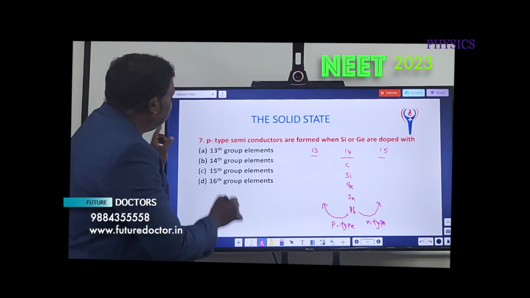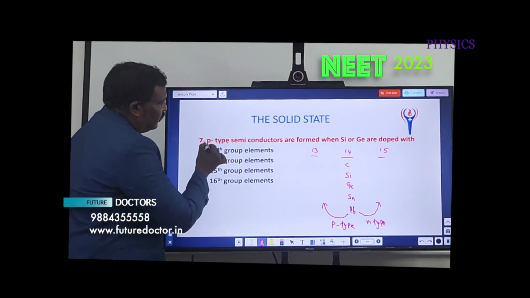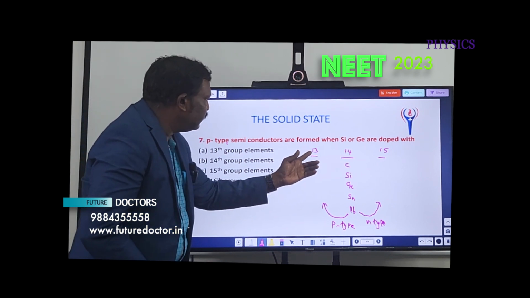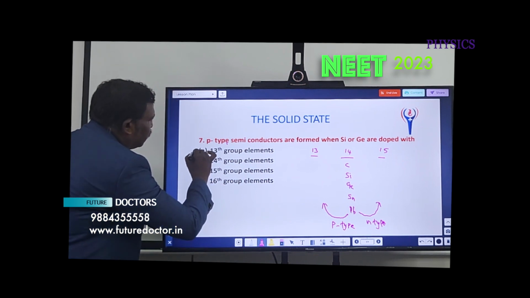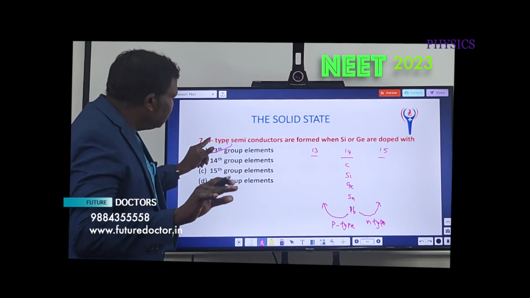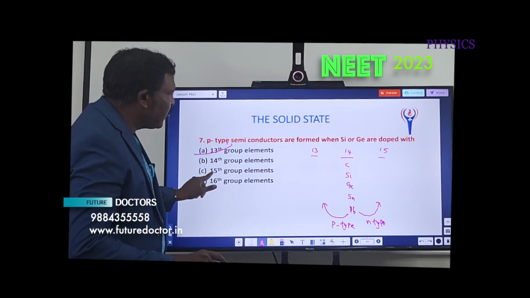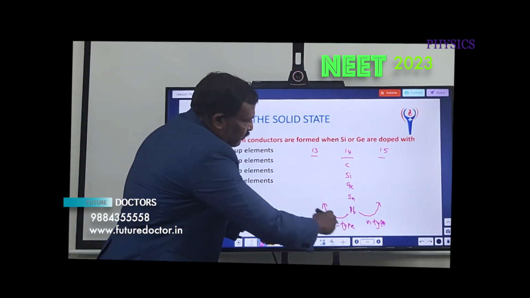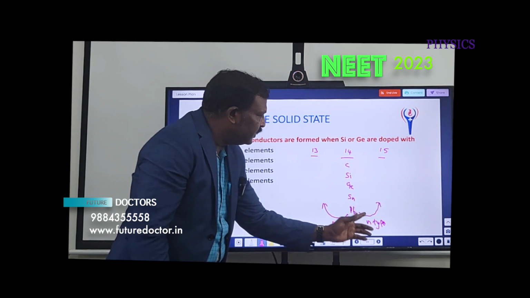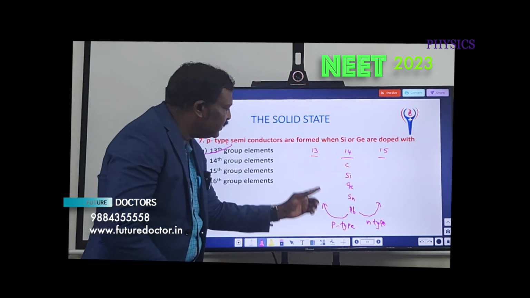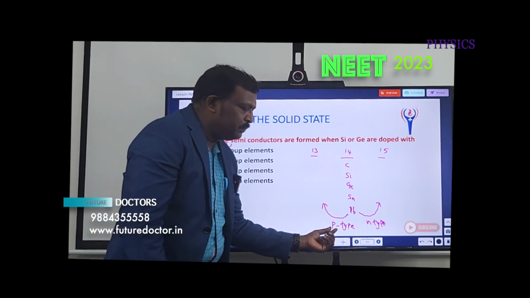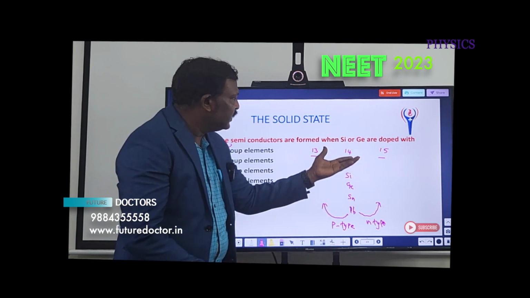We want to get only a P-type semiconductor. So if you want a P-type semiconductor, the 14th group element should be added with a 13th group element. So the answer is option A. Suppose they ask for an N-type semiconductor, what's the answer? 15th group. Just remember this. If you add these elements with the 15th group, we get N-type. If you add with the 13th group, we get a P-type semiconductor. N represents electrons, P represents positive holes.